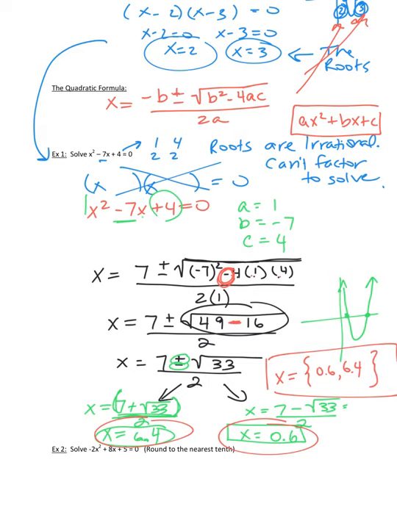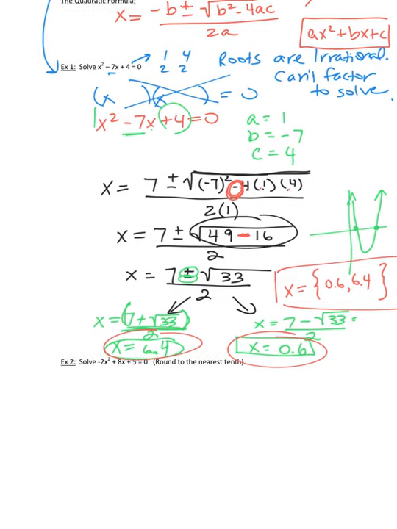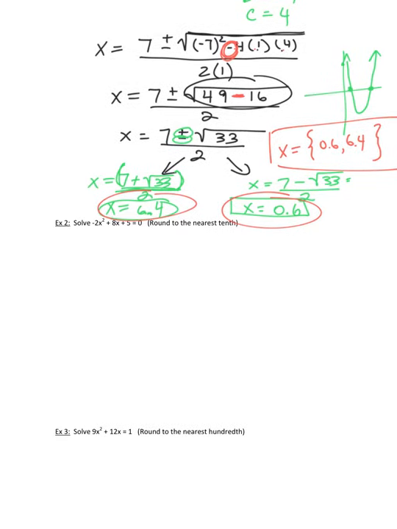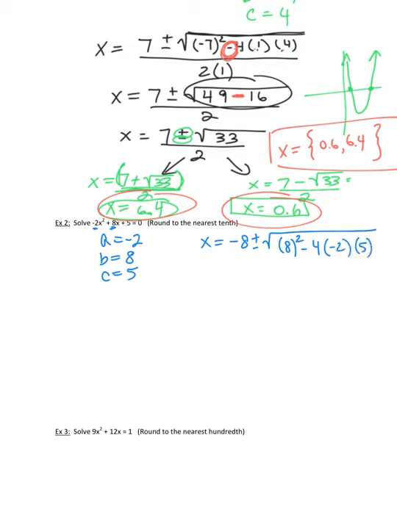In example 2, I have an A value of -2, that's here, a B value of 8, that's here, and a C value of 5. So I'm going to go into x equals -b, -8, plus or minus the square root of b squared would be 8 parentheses squared minus 4 times a is -2 times c is 5, all divided by 2 times a, which is -2. And you just go simplifying.